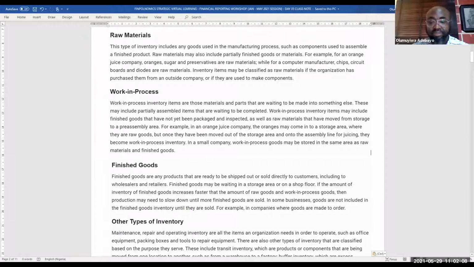Any other question, please? I want us to make it as practical as possible, rather than just come to discuss that IFRS says inventory is lower of cost and net realisable value and everybody walks away. You understand? These are the practical things we could engage ourselves with in this session.